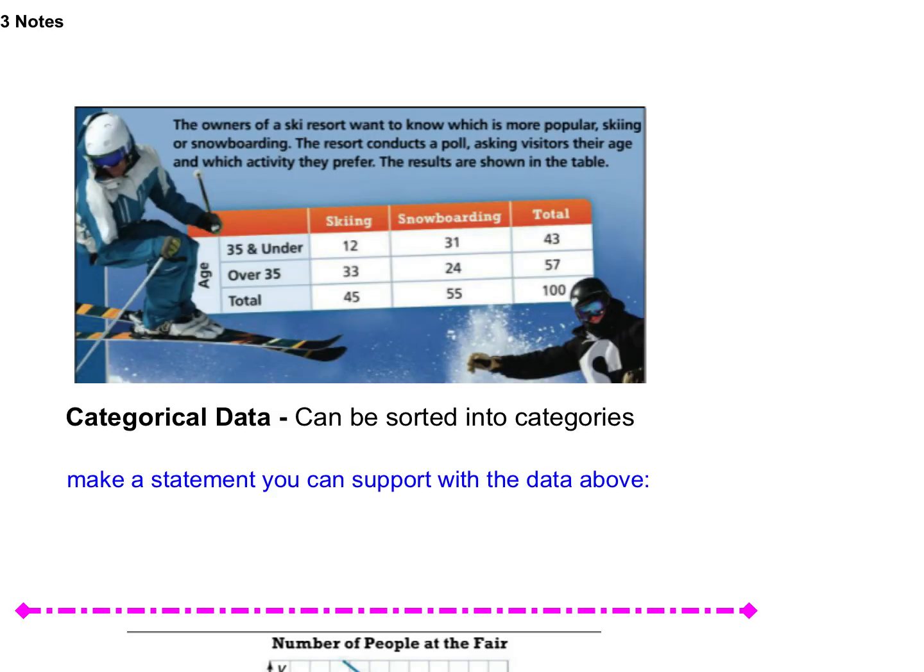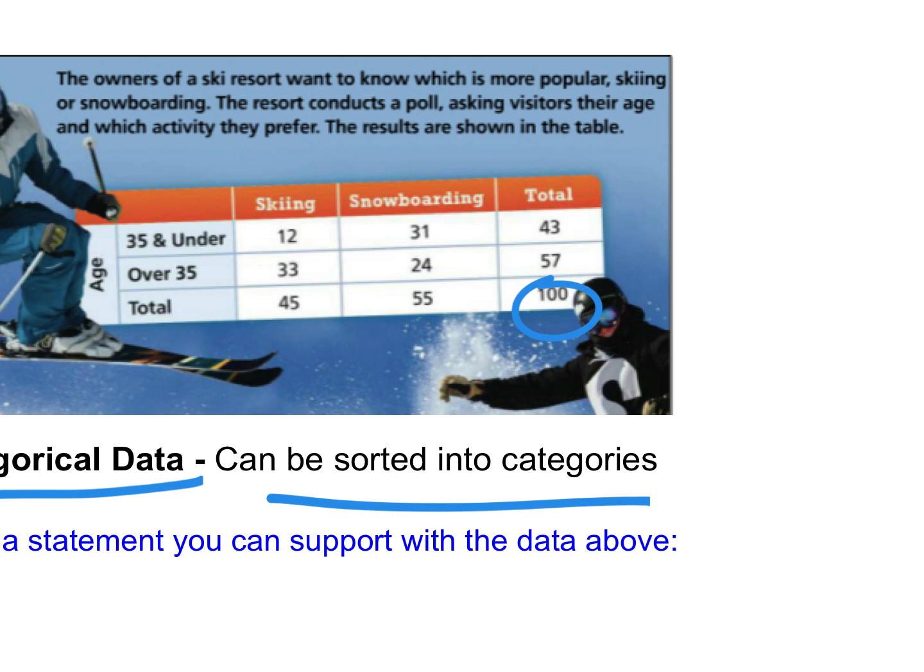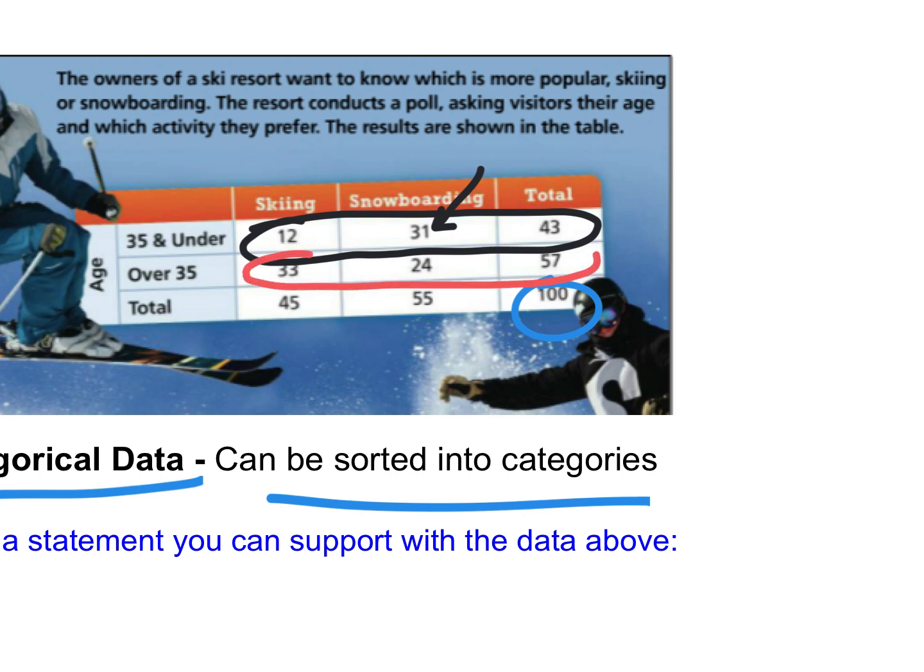Okay, now let's get into this new stuff. So they're basically sorting the data into categories. They've taken 100 people here, and they said, hey, who likes snowboarding? Okay, who likes skiing? Well, these are the people who are 35 and under. Notice there's 43 total of them. And there's a fair amount of snowboarders in that younger group. In the older group, it's more skiers. Here's the older group.